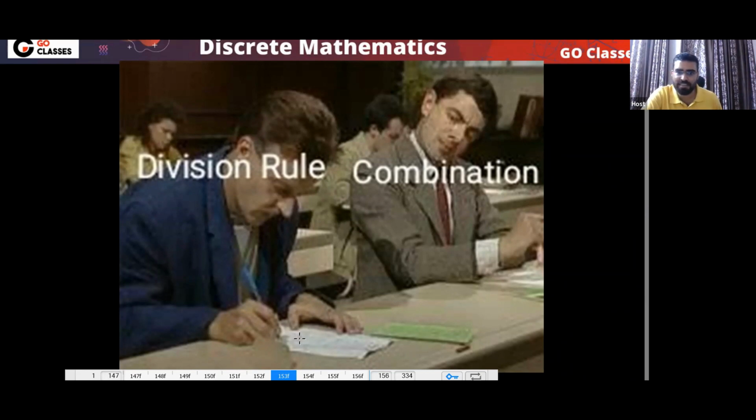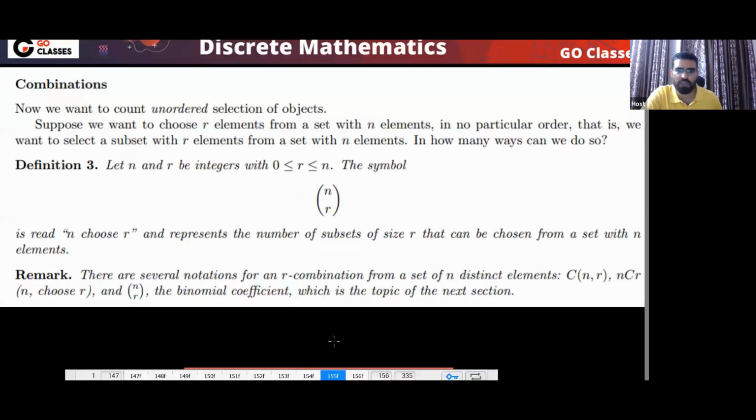And here you can write, if you want, that some permutation is going on. So on permutation you are applying the division rule. Finally you will get combination. So this is your final result.